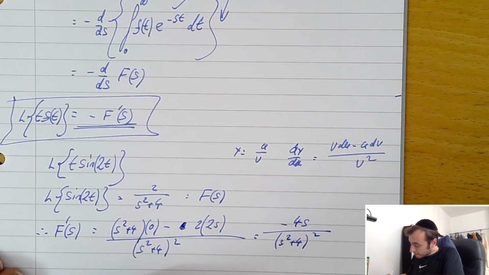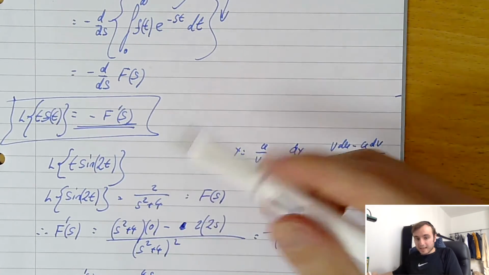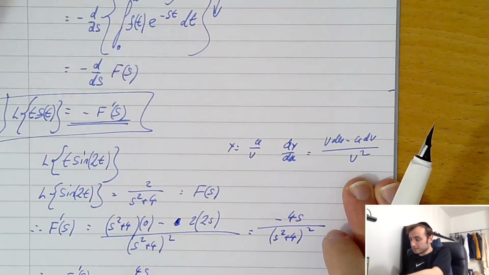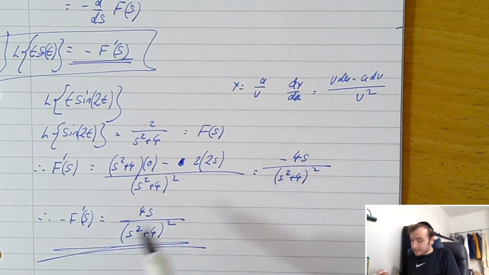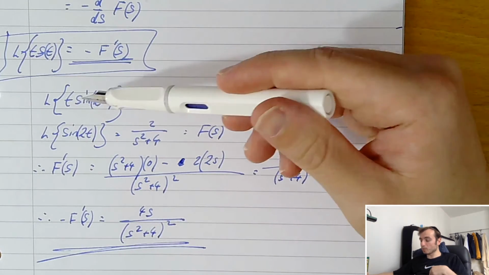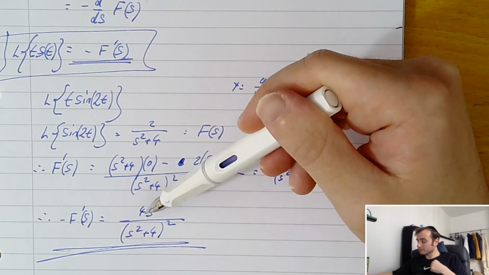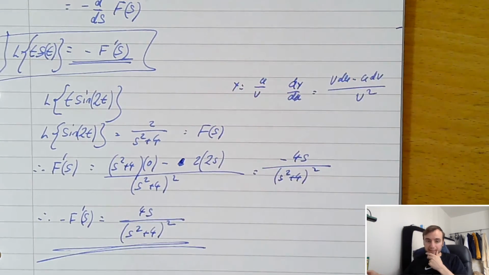Therefore, we can say that the negative of that, minus f prime s, is going to equal 4s on s squared plus 4 squared. And there we have it. And that's the answer. Whoops, sorry. I'm not very good at this. And that's going to be the answer to the Laplace transform of t times sine 2t: 4s on s squared plus 4 squared.